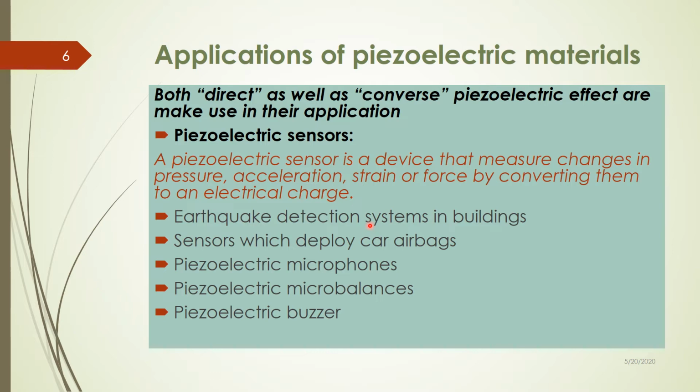A most well-known example is sensors which deploy car airbags. The material changes in shape with impact upon accident, thus generating an electric field which deploys the car airbag. Similarly, they are used in microphones, microbalances and buzzers.